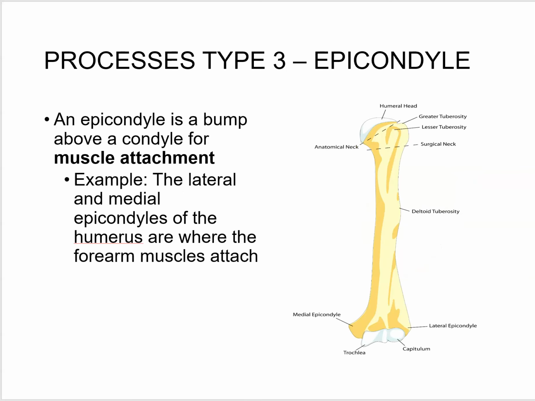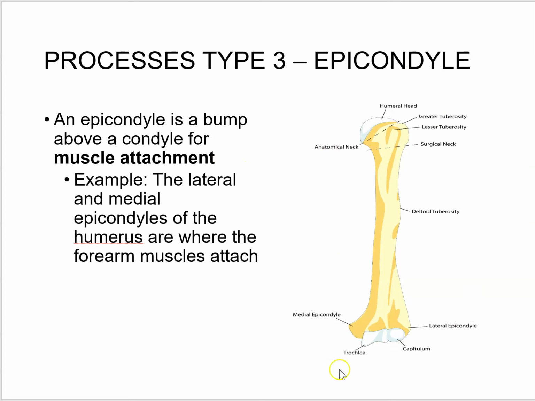Number three, we have epicondyles. Condyles we just saw were rounded bumps where two bones meet. The prefix epi means above. So typically epicondyles are going to be just slightly raised from condyles. And they're also more of a roughened surface because epicondyles are usually for muscles to attach to the bone, not necessarily where two bones attach to each other.